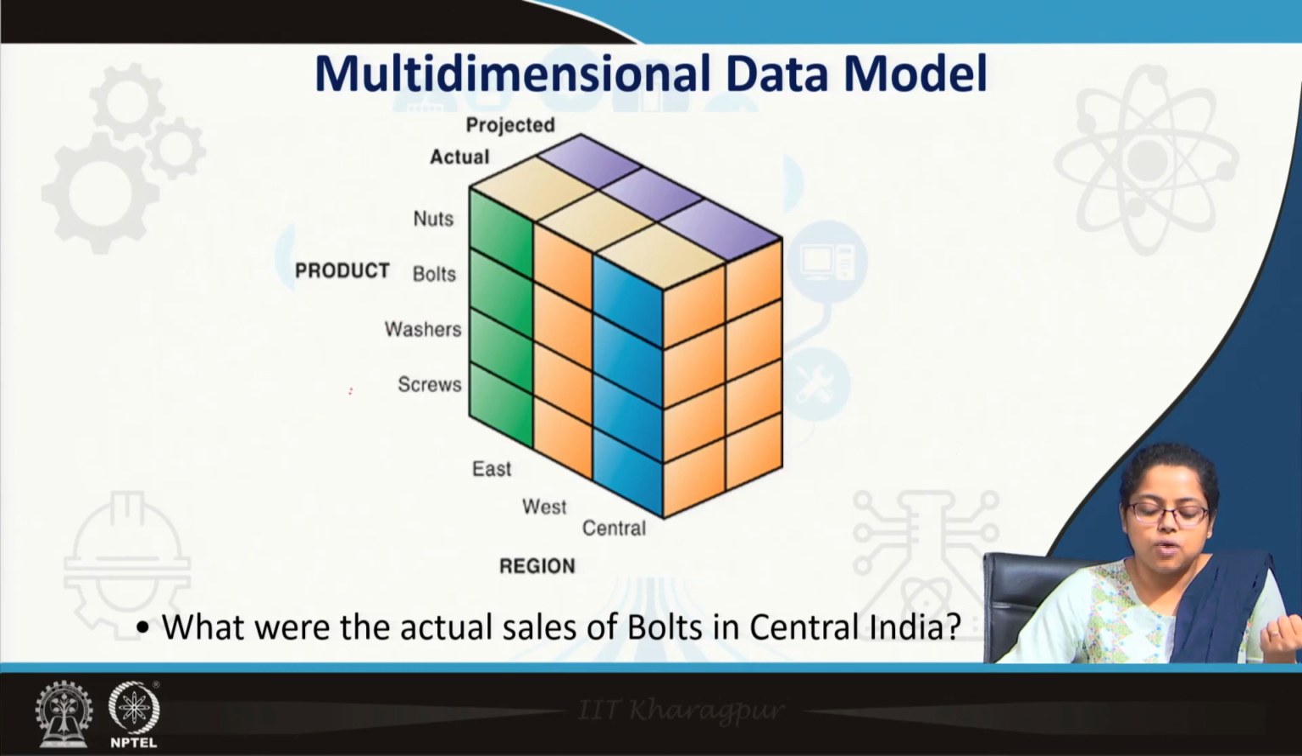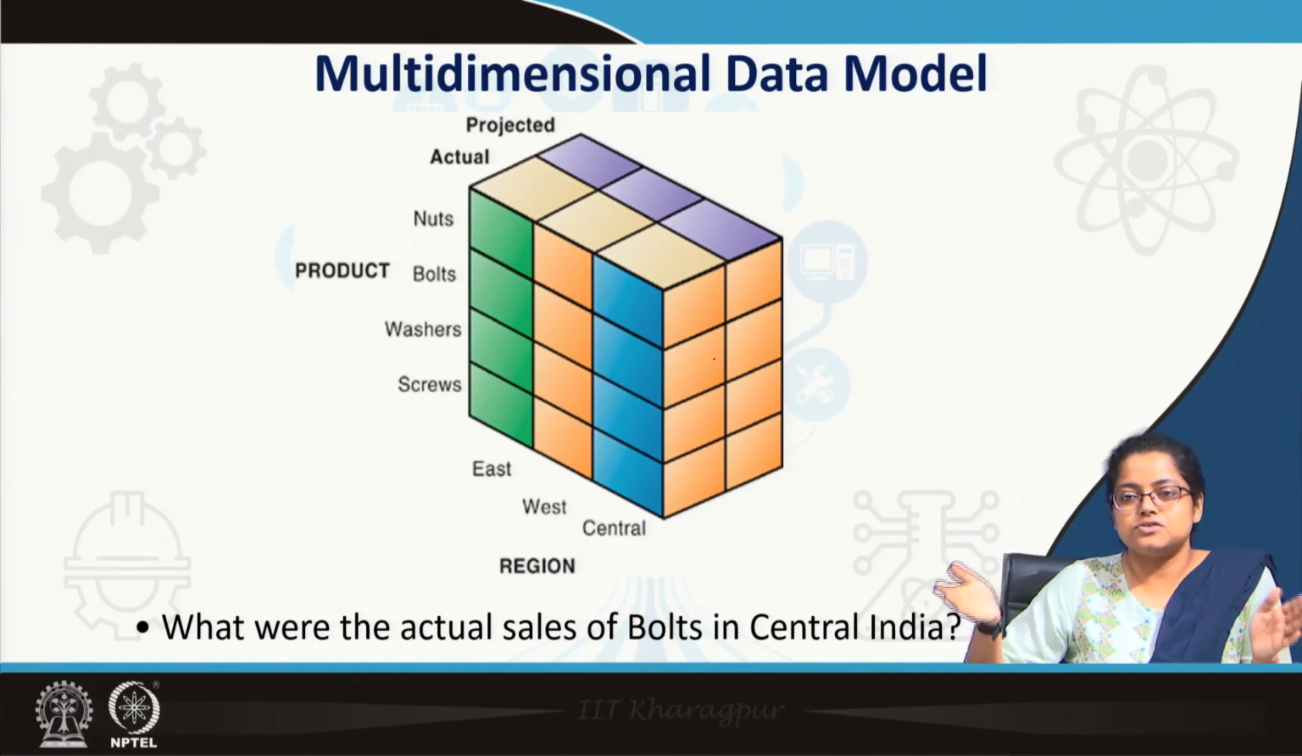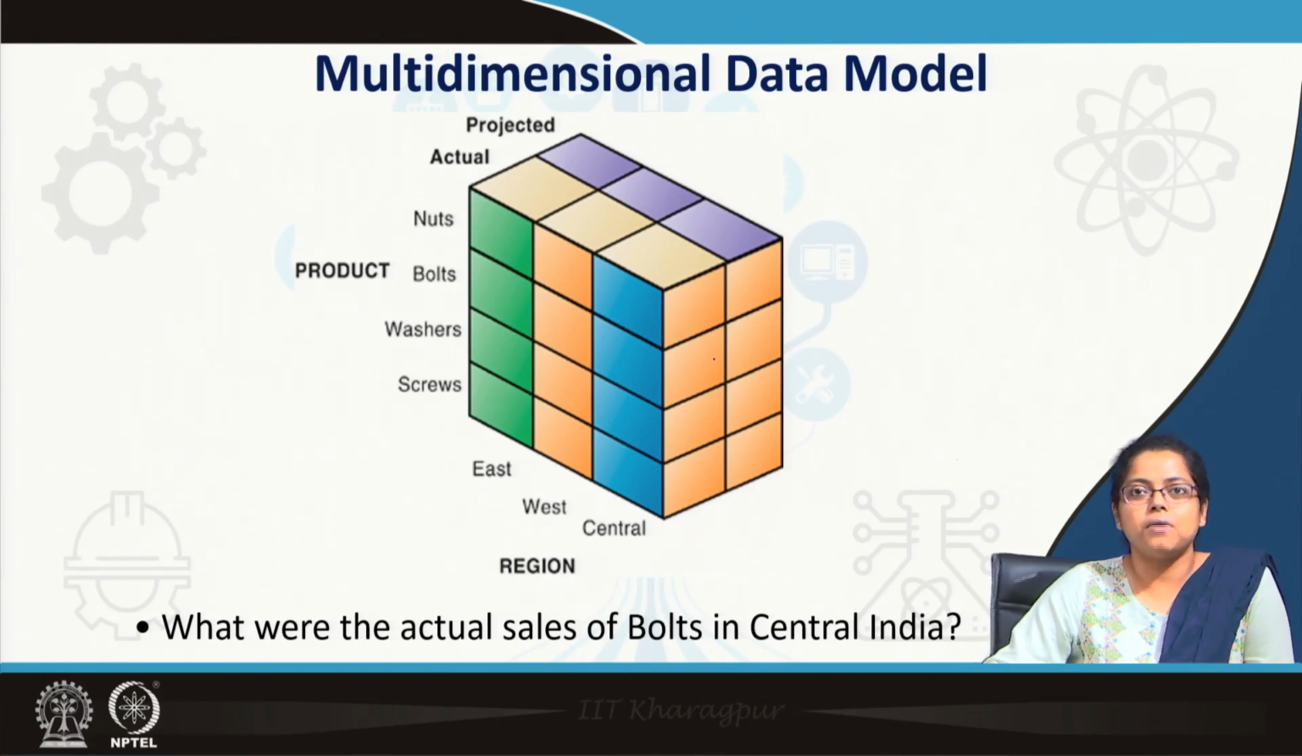If somebody were to ask you what were the actual sales of bolts in central India, you would slice and dice this huge chunk of data based on the three dimensions: sales, product and region. What you would end up getting is, for central India and bolts, this particular chunk, or cube, of data. This is how OLAP helps in slicing and dicing the data based on multiple dimensions, and is used for multi-dimensional data analysis.